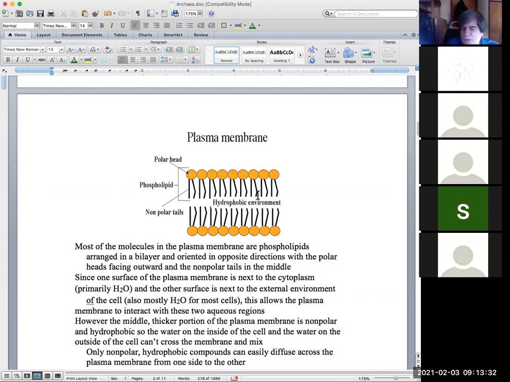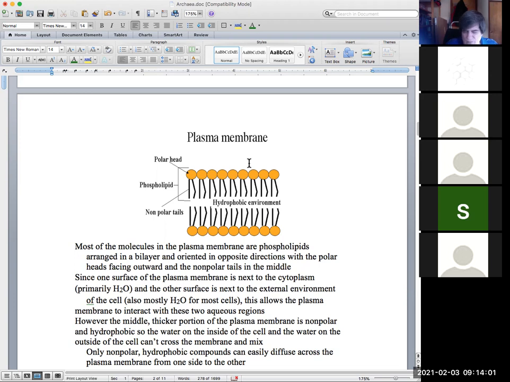But most of the thickness of the membrane is the nonpolar tails, which are hydrophobic, meaning they don't mix with water. So the plasma membrane basically keeps stuff in or keeps stuff out. Water and the things that are dissolved in water can't pass through the membrane. So things that start out outside, stay outside. Things that begin on the inside, stay inside.